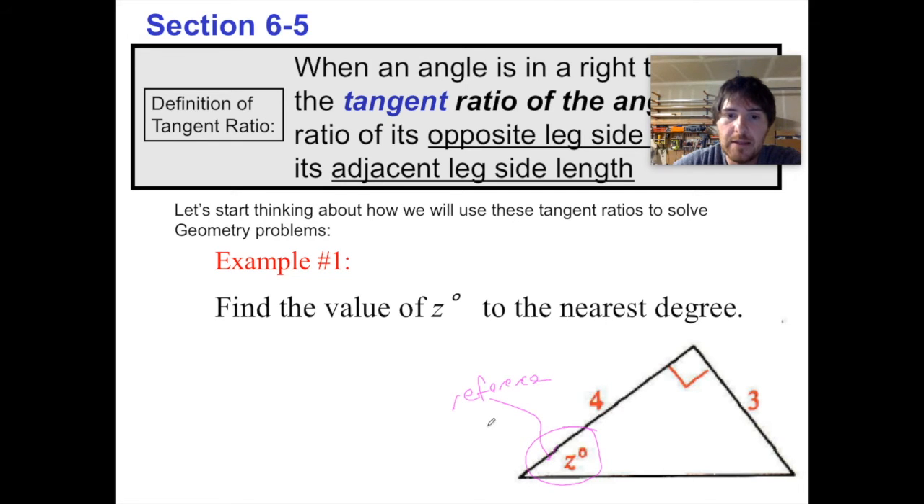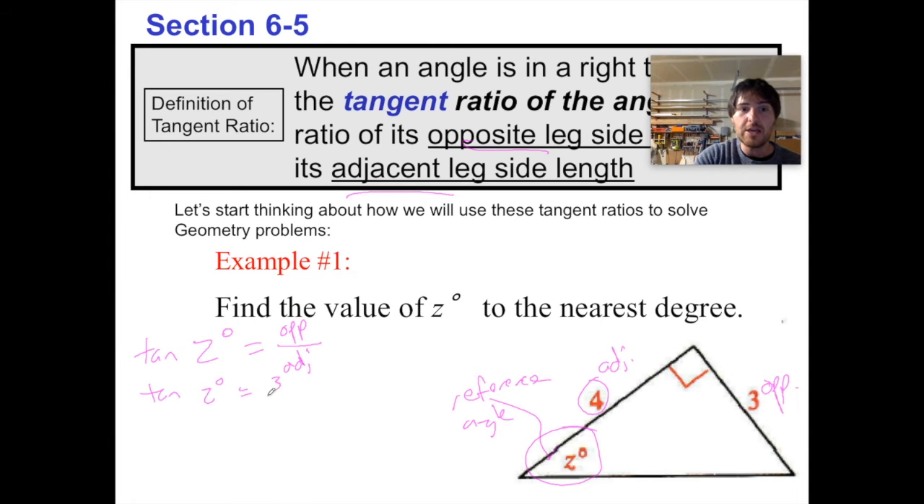How would I do a problem like this? Well, I'm going to be using the tangent ratio. Tangent of z degrees is going to equal, remember, tangent of anything is its opposite over adjacent ratio. So if this is my reference angle for z degrees, I'm going to take what's opposite, which is right here, 3, and put it over what is adjacent, which here is 4. So tangent of z degrees equals 3 over 4, okay?